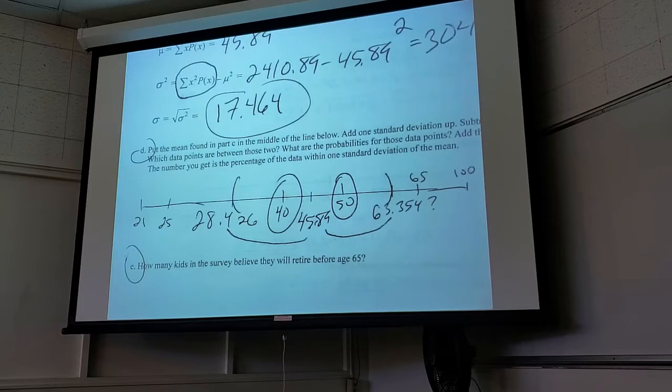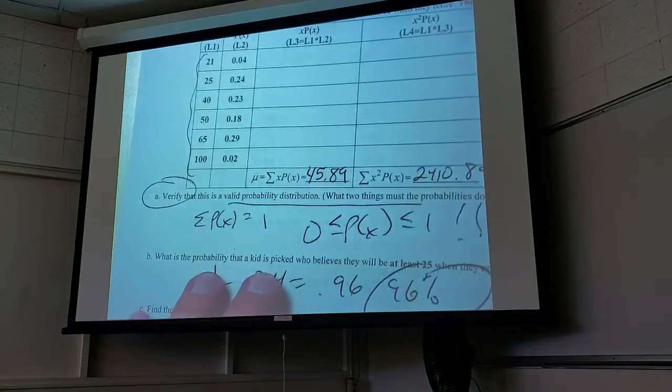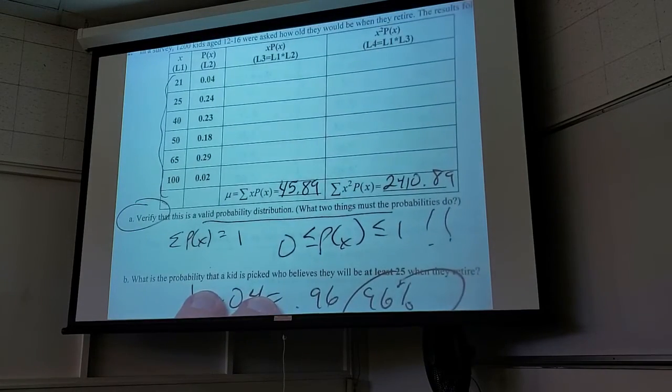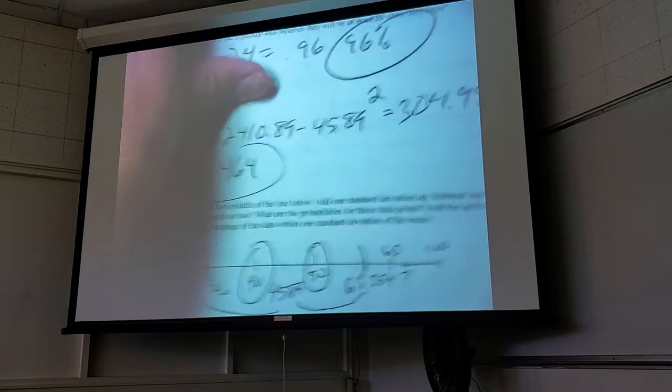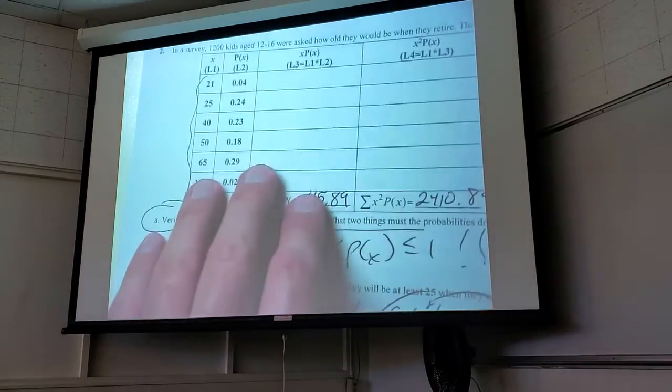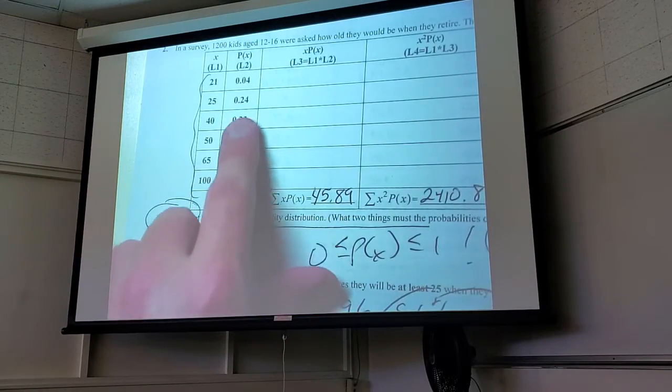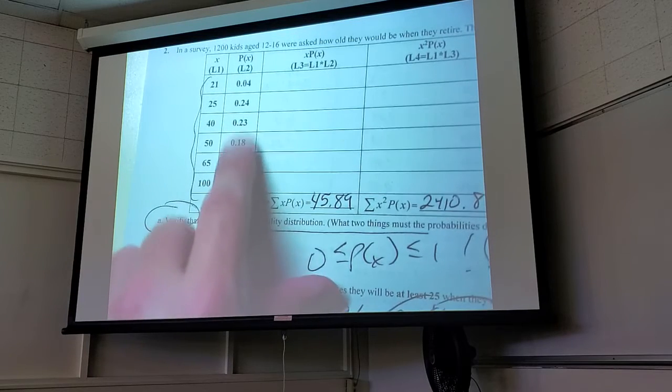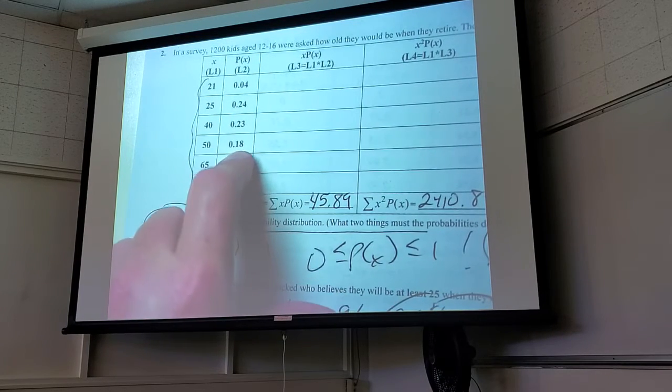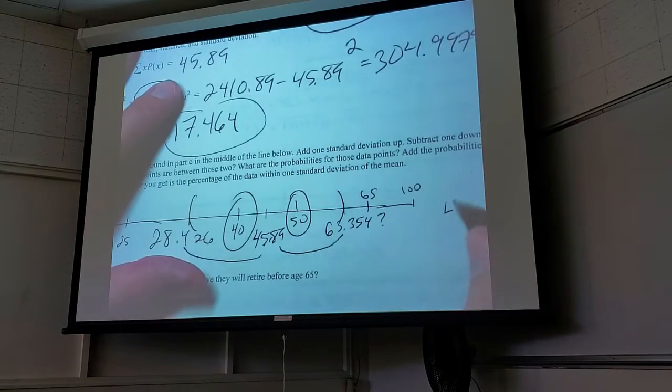Okay, so here's the problem. You can't take 40 and 50 and say that's 2 out of however many. That makes no sense in this kind of problem. Because if I caught all the 40s, what percentage of the kids said 40? 23. I've already caught 23%, and I caught the 50s. So how much more did I catch? 18%. So what's the total I caught? 41. Yes, so I caught 41%.